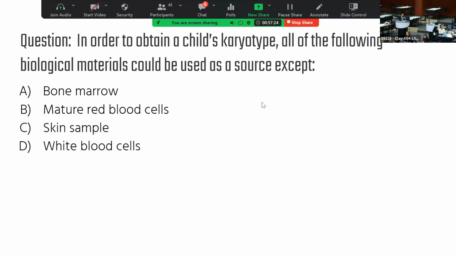Okay, and in order to change a child's karyotype, all the following biological materials can be used as a source except... second table over there, answer for this one? Which one? B? Yeah, so B is the only one that does not have a nucleus, so it won't have any genetic material for you to use. Easy.